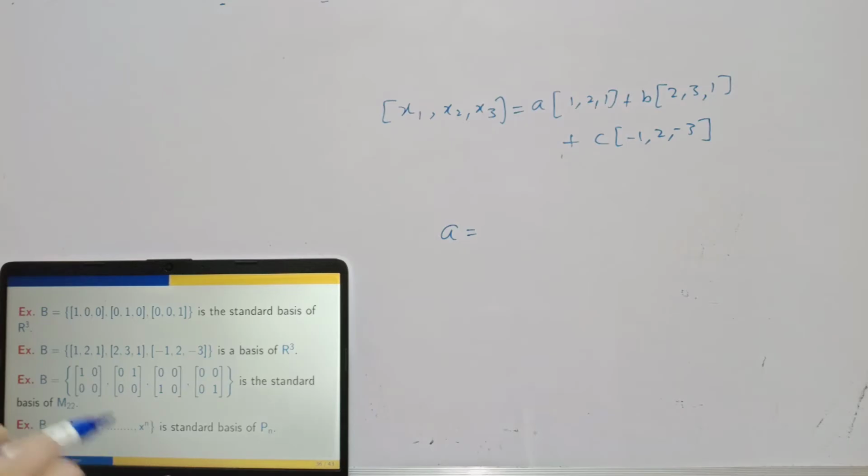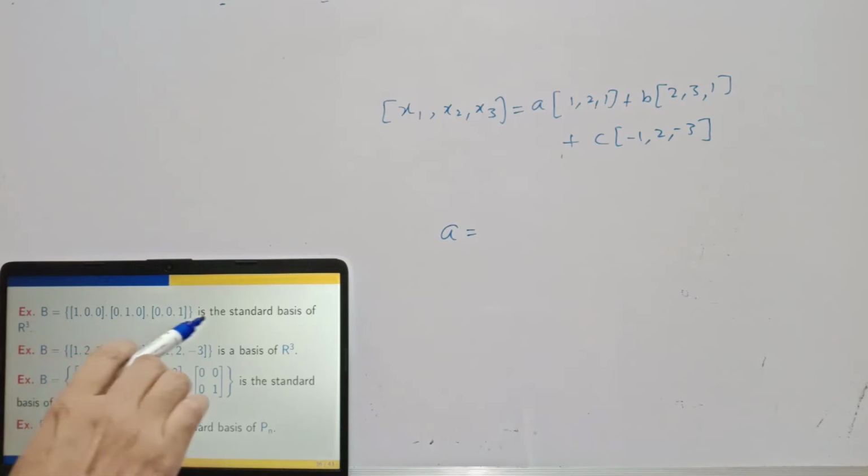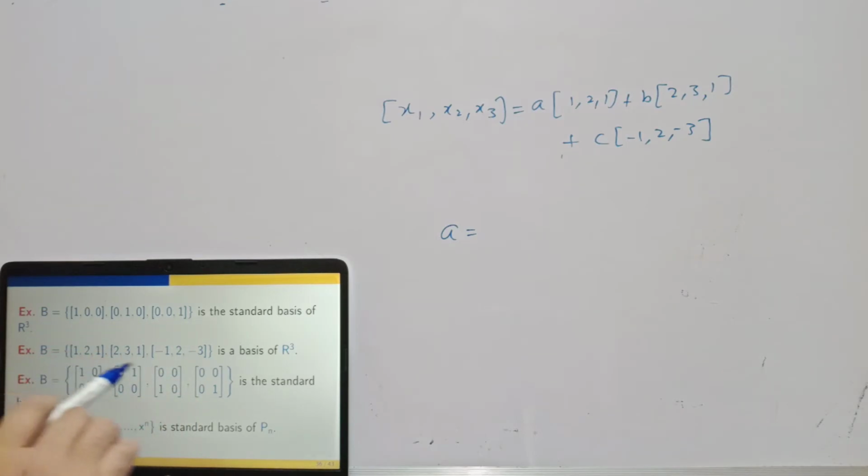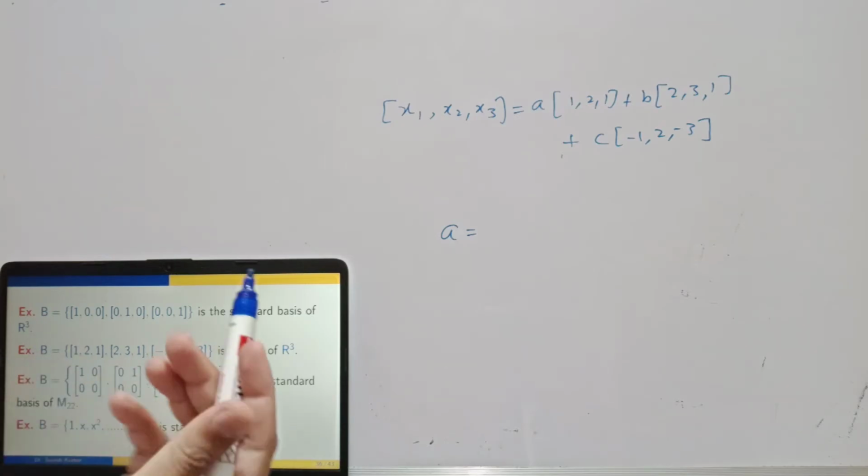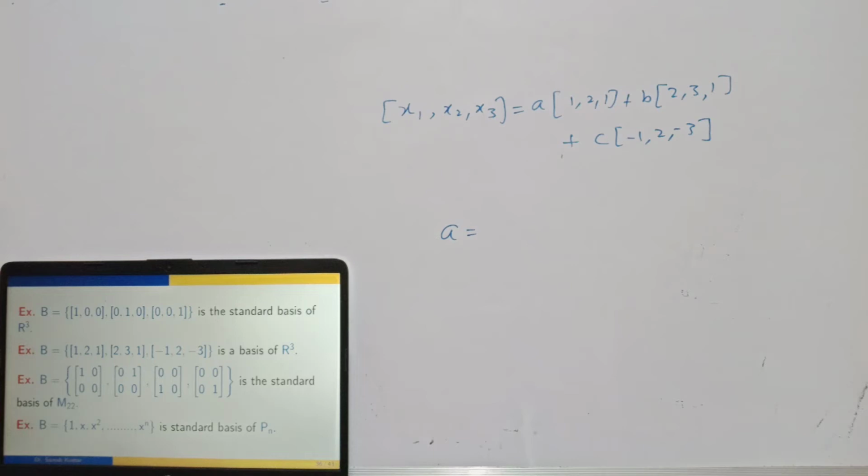For example, here, this is the standard basis carrying three vectors. This is another basis of R3. It is also carrying three vectors. If you construct any other basis, that will also carry three vectors.